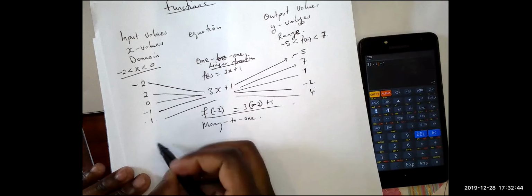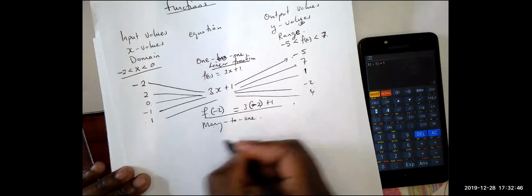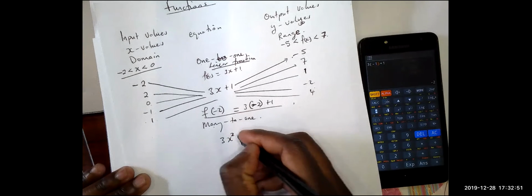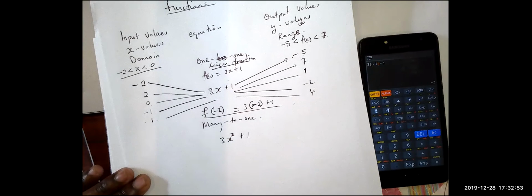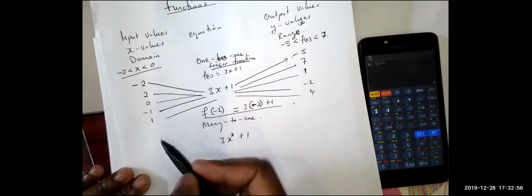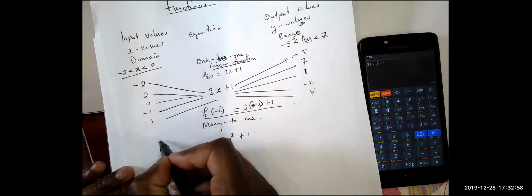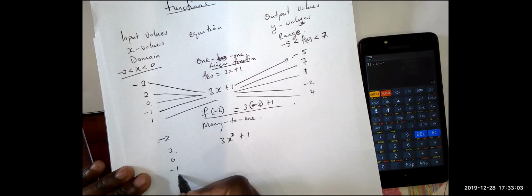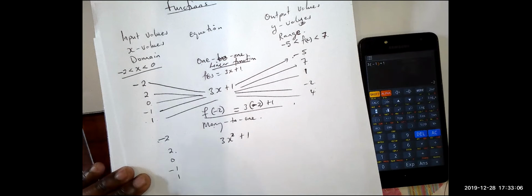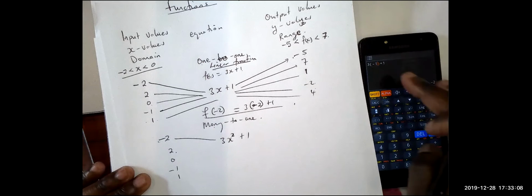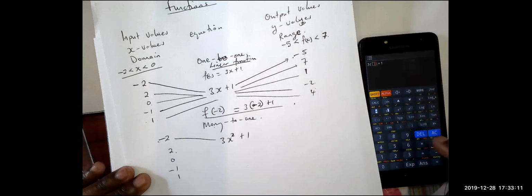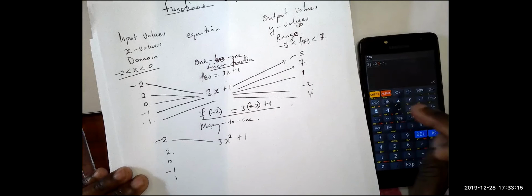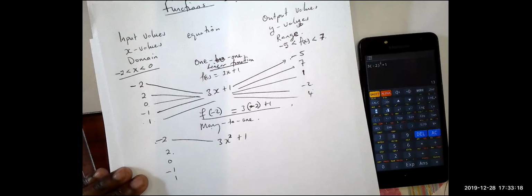Now let's have many-to-one here. So let's have 3x squared plus 1. Now let's start again here. Let's put -2, 2, 0, -1, and 1, and see what we get. So let's put -2 into the equation: -2, we square that, plus 1. What do we get? We get 13.